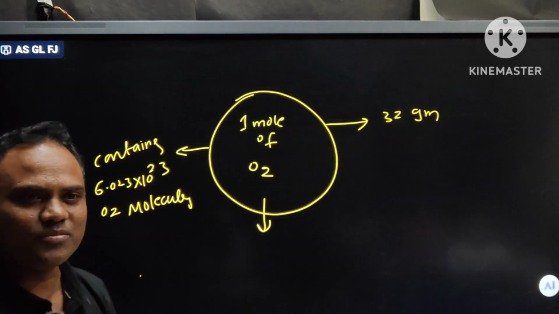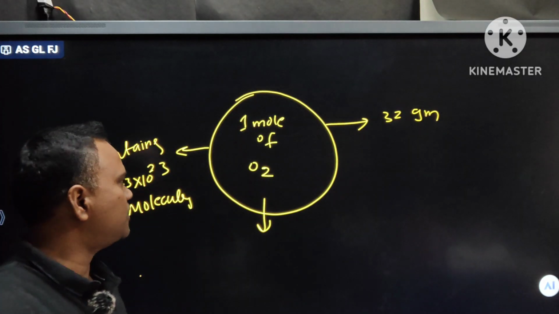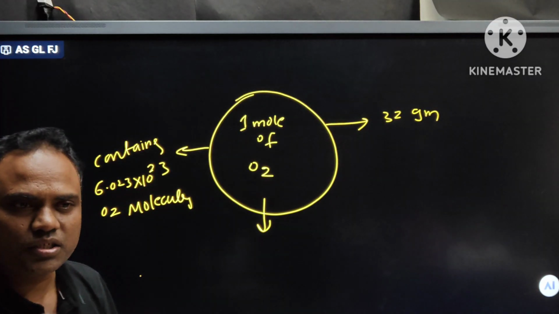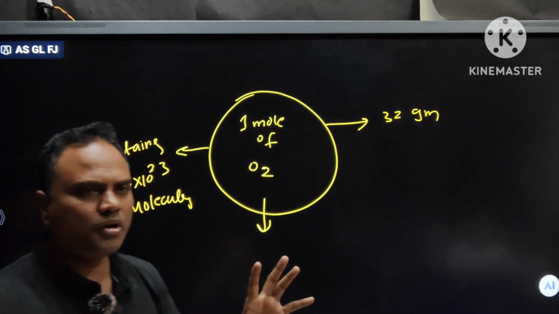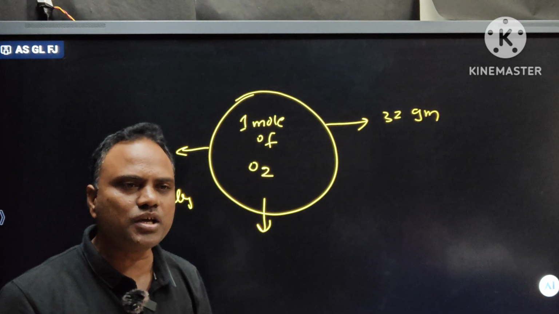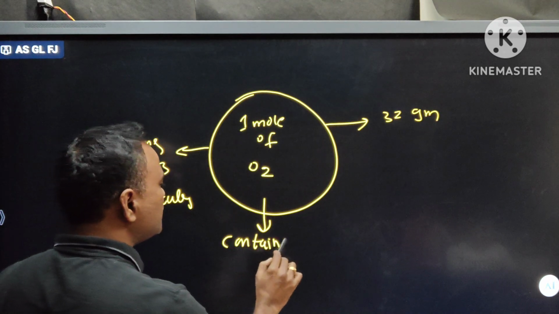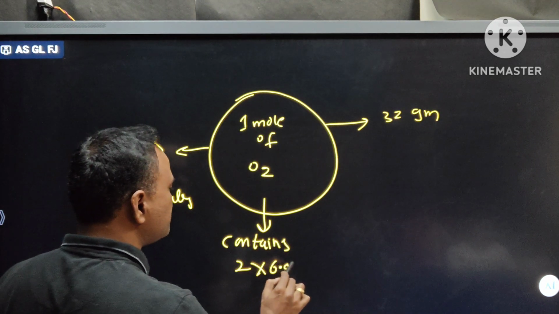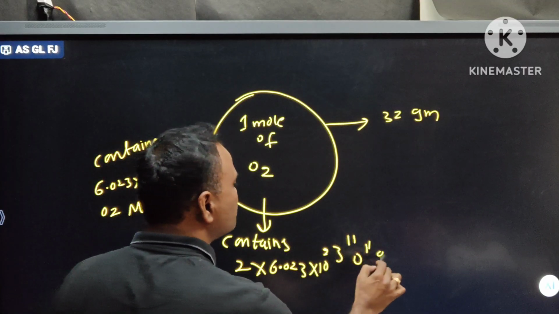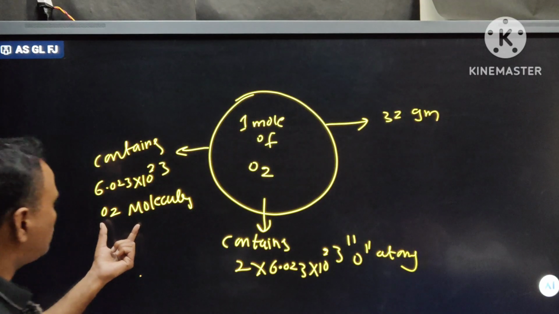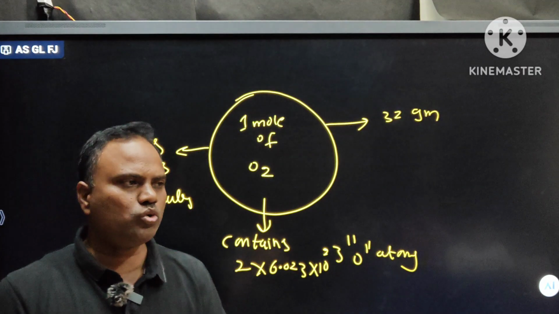Because 1 mole means 6.023 contains how many atoms? Molecule means 6.023 O2 molecules. Atoms means doubling. O2 is the molecule. In O2 how many atoms are there? 2. So it contains 2 into 6.023 into 10 to the power of 23 oxygen atoms. Observe carefully. O2 molecules, oxygen atoms. Clear? Double. O2 is the molecule.